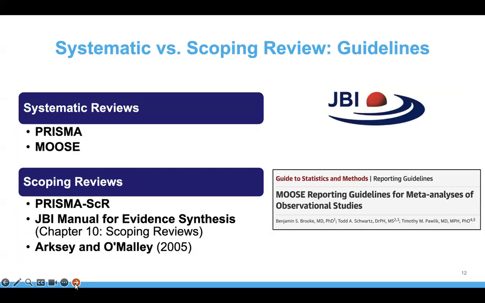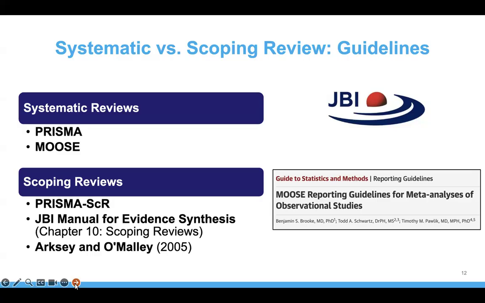Now, I do want to dive away from the four major differences for a moment to talk about the differences and similarities in guidelines that get used for both review types. For both systematic and scoping reviews, we have reporting guidelines, which refer to a formal checklist that provides authors with essential items that need to be reported in the final manuscript. There are also guidelines that are not reporting guidelines, but they're sort of like handbooks or guidelines that walk you through the process of how to conduct a systematic and scoping review.